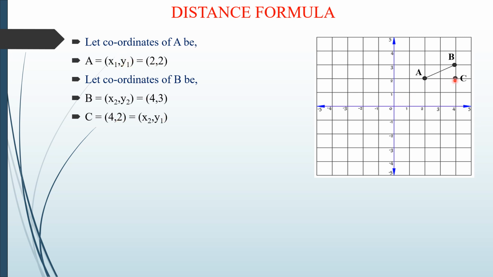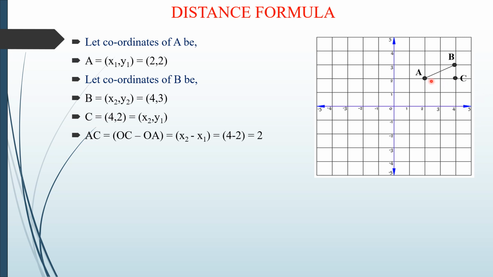Whatever y coordinate this point A has, this same y coordinate is shared by this point C, and whatever x coordinate this point B has, that is 4, the same x coordinate is shared by this point C. Therefore this 4 comma 2 is nothing but x2 comma y1. Therefore I have taken x2 from here, that is 4, y1 from here, that is 2. Therefore the coordinate of point C, we can clearly see it as 4 comma 2.